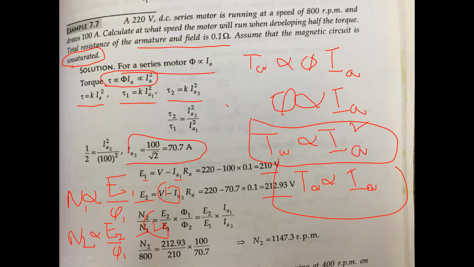Flux is proportional to armature current. Flux is replaced with the armature current because of unsaturation. So phi1 by phi2 means Ia1 by Ia2. Then the speed of the motor is calculated in this way. I think you understand the problem.